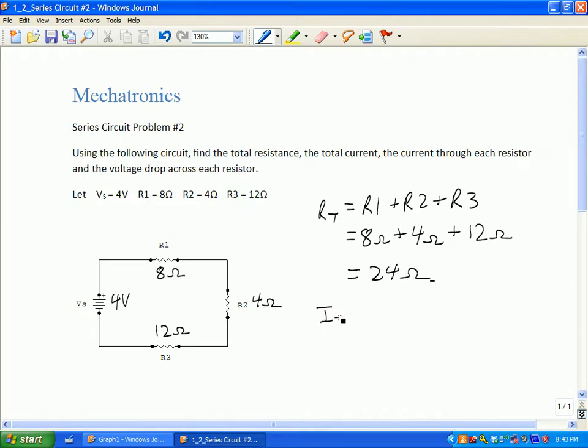Next, we're going to find the total current. Ohm's law for total current is voltage divided by resistance. Since I'm looking for total current, I'm going to use the source voltage and divide by the total resistance. So the source voltage is 4 volts. Total resistance is 24 ohms. And that's going to give me a total current of 0.167 amps. If I convert this to a number using a metric prefix, I would move the decimal point 3 places to the right. That would give me 167 milliamps.